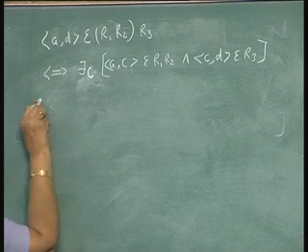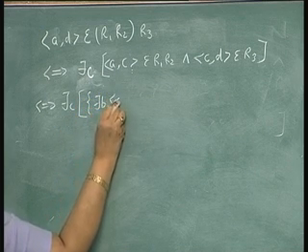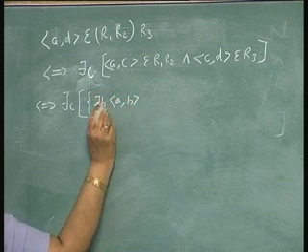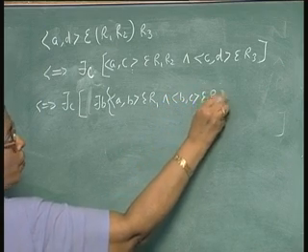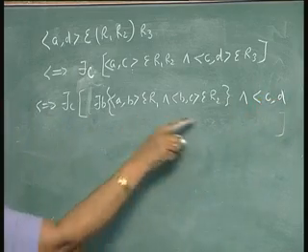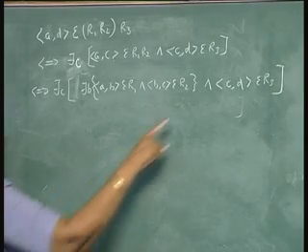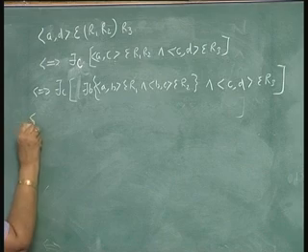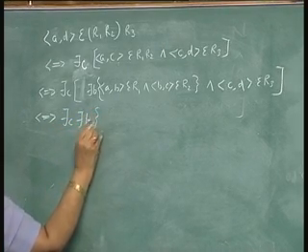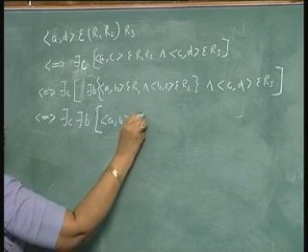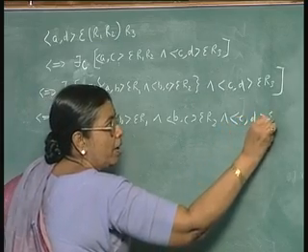Now, expanding this is equivalent to saying there exists C, and this one you can write as there exists B belongs to B, of course, AB belongs to R1 and BC belongs to R2, and here you have CD, this is one part, CD belongs to R3. Now, note that B does not occur here. So, you can take there exists B outside. The quantifier can be taken outside because it does not occur here. So, you can write it as there exists C, there exists B, AB belongs to R1 and BC belongs to R2 and CD belongs to R3.